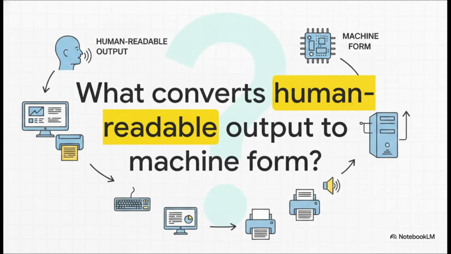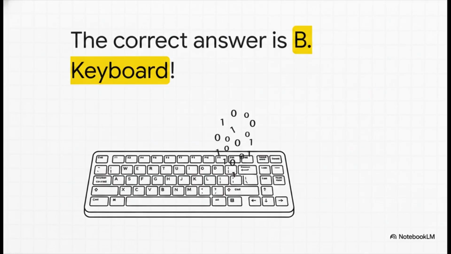Moving right along to question 2. Which device converts human-readable output into machine-readable form? A, printer, B, keyboard, C, monitor, or D, speaker. Think carefully about the direction of the conversion here. And the correct answer is B, keyboard. It takes your physical human typing and translates it into binary machine code that the computer can actually use.